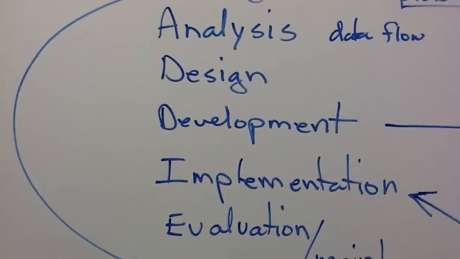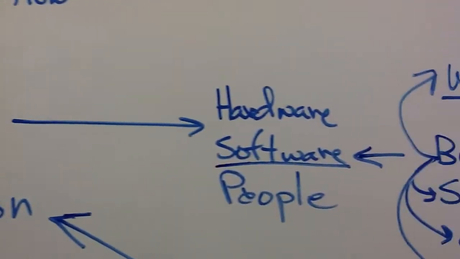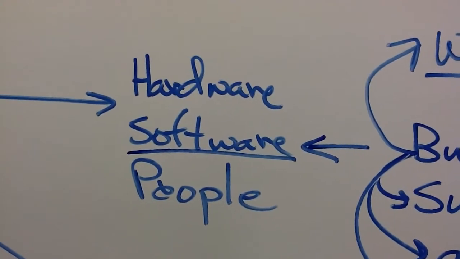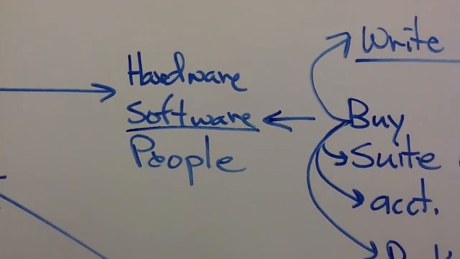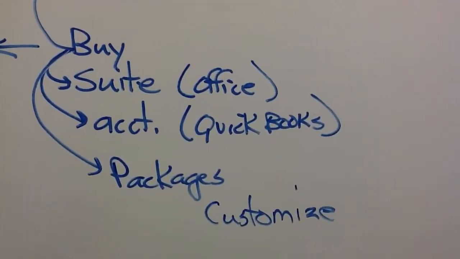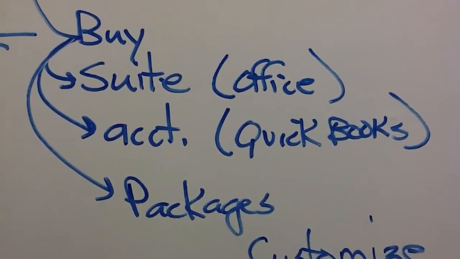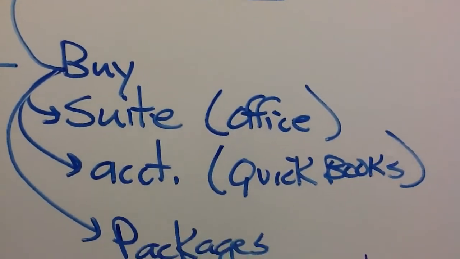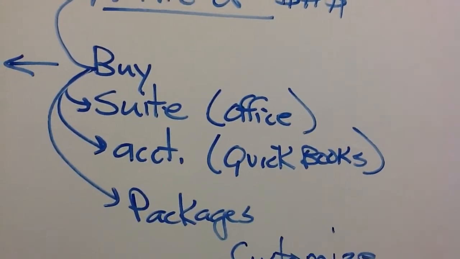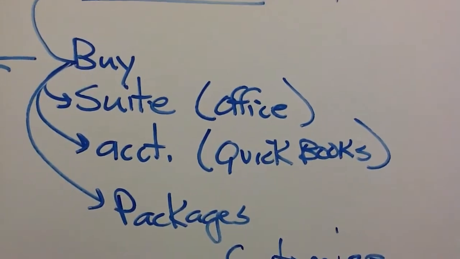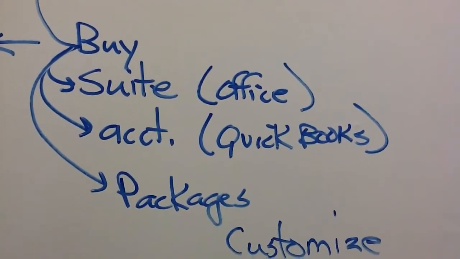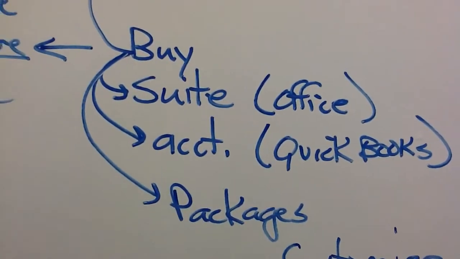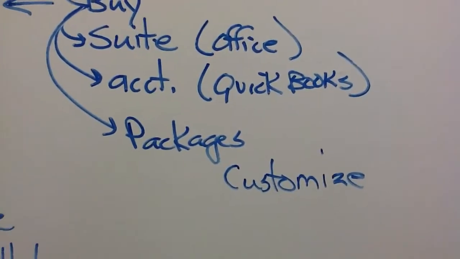Now, during this development phase, we have this whole idea of getting hardware, software, and training and getting the people prepared. Okay? Software, we talked about buying software. You can buy maybe an office package and design it to do what you want. Just an example, maybe buying accounting software like QuickBooks. These would be for small situations, or you can buy a package that was developed by some software company, and sometimes they'll allow you to customize it.